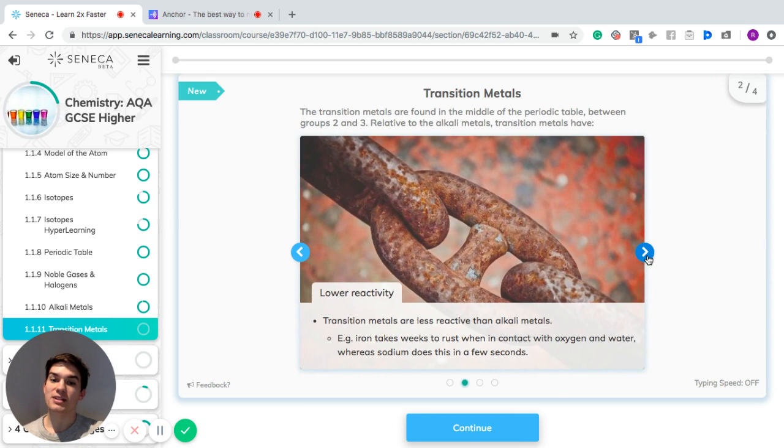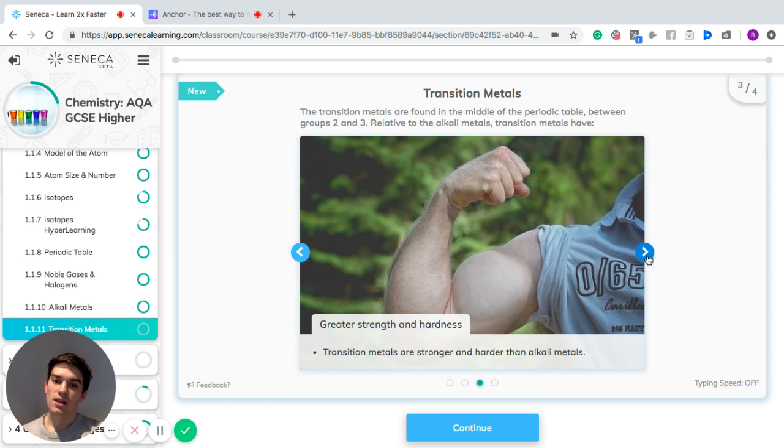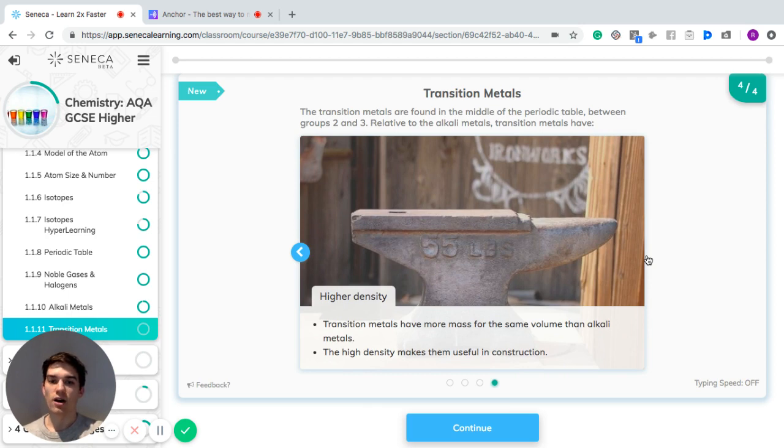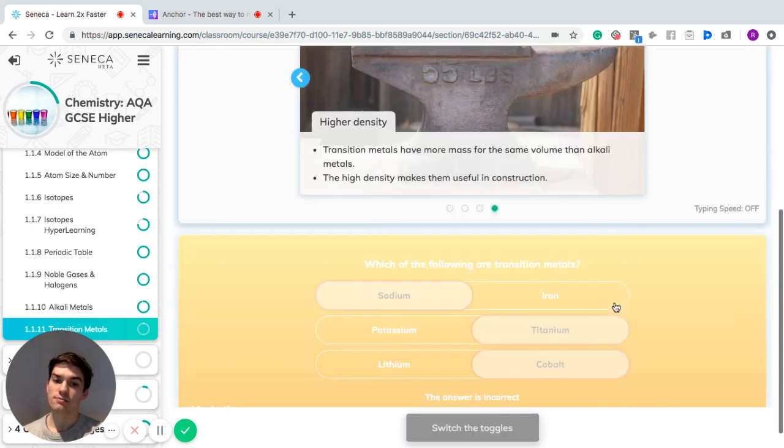They're also less reactive compared to alkali metals. So, for example, iron takes weeks to rust when in contact with oxygen and water, whereas sodium will do it in a few seconds. They're also stronger and harder than alkali metals. And they've got higher density. So the transition metals have more mass for the same volume than alkali metals. And this high density makes them useful for construction.